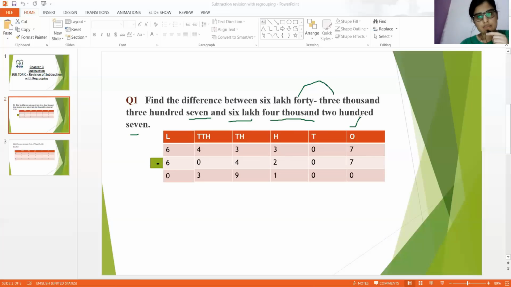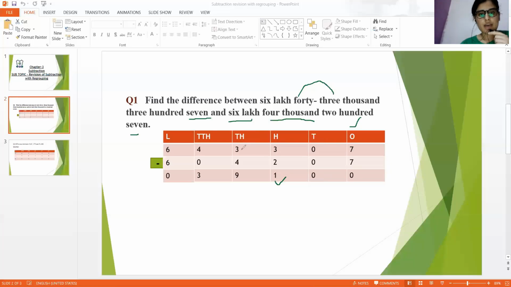Start from ones place. At ones place we have 7 and 7. 7 minus 7 is 0. At tens place we have 0 and 0. So 0 minus 0 is 0. At hundreds place we have 3 and in the next number we have 2. So we need to take away 2 from 3. If we take away 2 from 3, we always get 1. So we will write here 1.